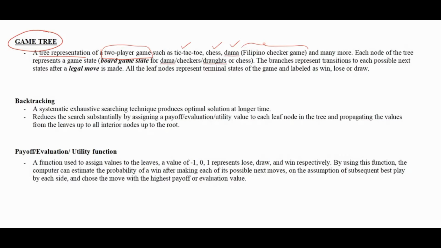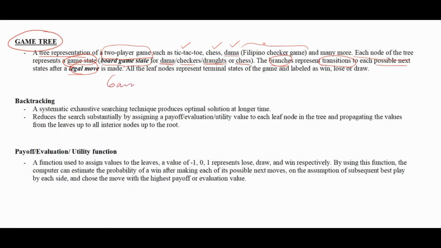In a game tree, each node represents a game state. For board games such as dama, checkers, draughts, or chess, these game states are called board game states. And the branches of a game tree represent transitions to each possible next state after a legal move is made.